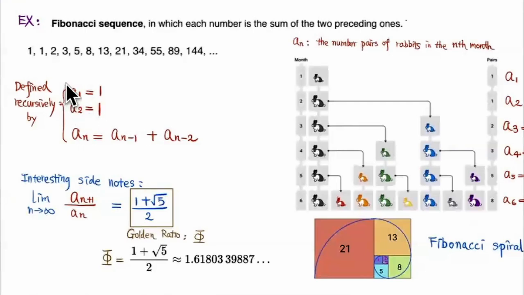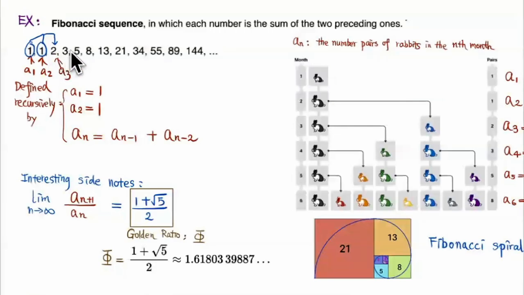And what will be A3? So this is A1, and this is A2. A3 here is going to be what? You sum these two, right? You sum it, and you're going to get 2 pair rabbit. Okay, so that's A3.